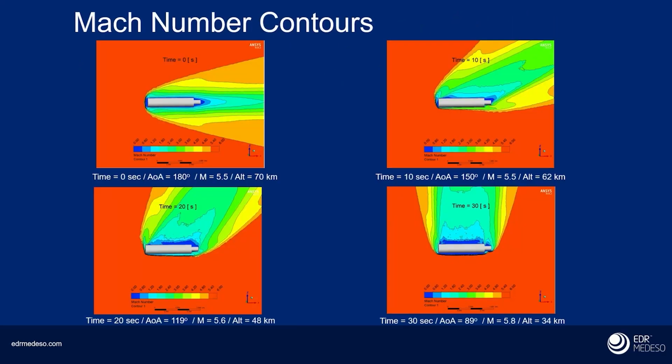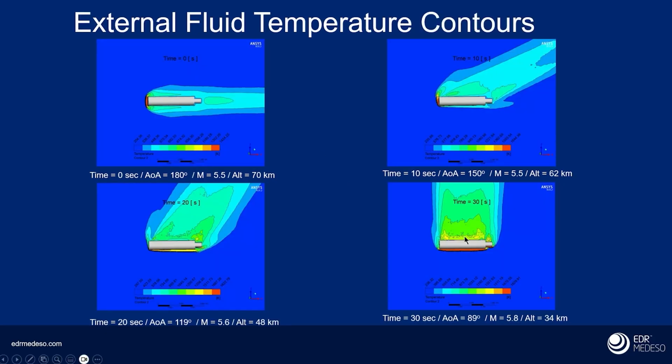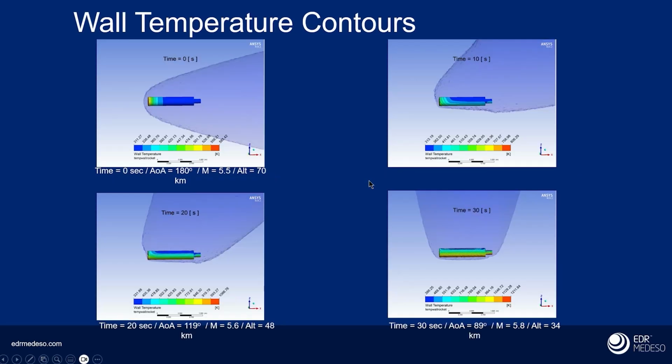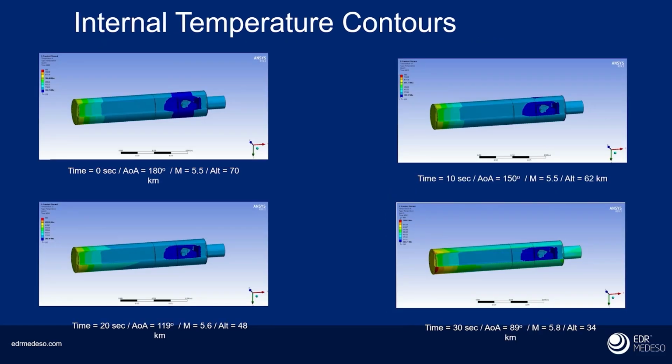So typical results from this type of analysis, first of all, looking at the external airflow here. We've got our Mach number contours at different times from 0 to 30 seconds. We've got our external fluid temperature contours here, again from 0 to 30 seconds at different parts of the operating cycle. And then we can start to look at the thermal structural side, so start to look at wall temperatures and internal component temperatures. Okay, so that's on this slide.